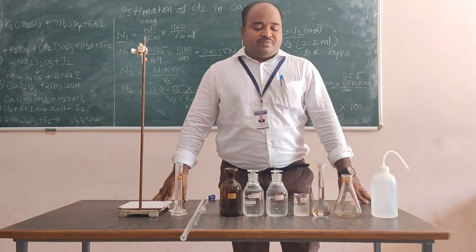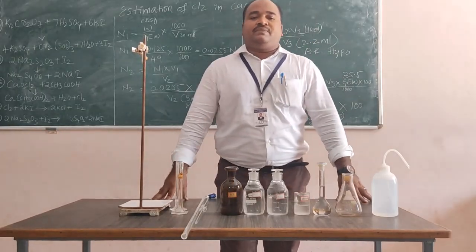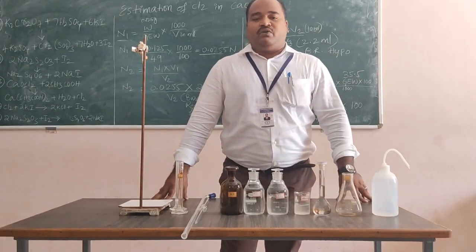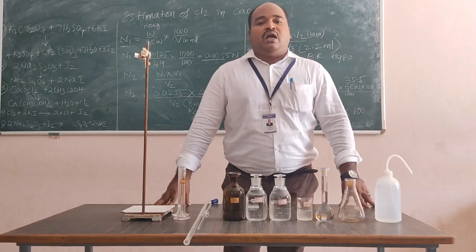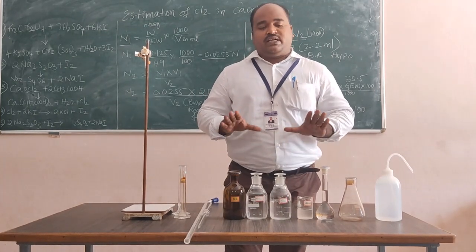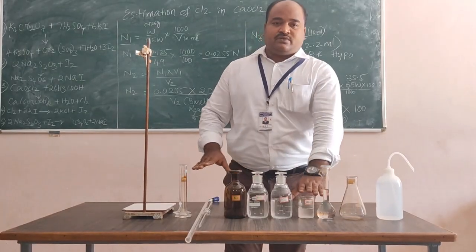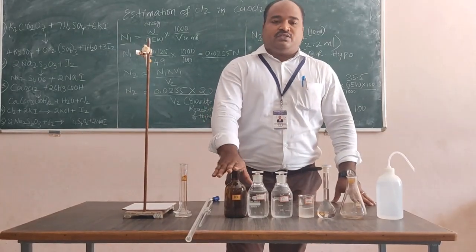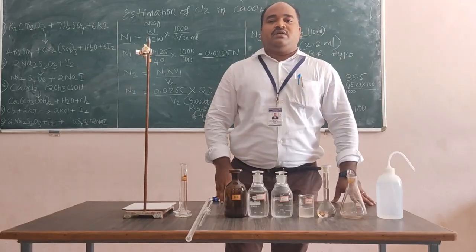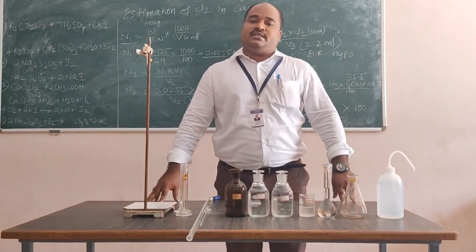This is also a very similar experiment to the estimation of copper by iodometry. This experiment is the same as that experiment. Here also we will use potassium iodide as a reagent and starch as an indicator. This experiment also has 3 procedures or 3 steps.